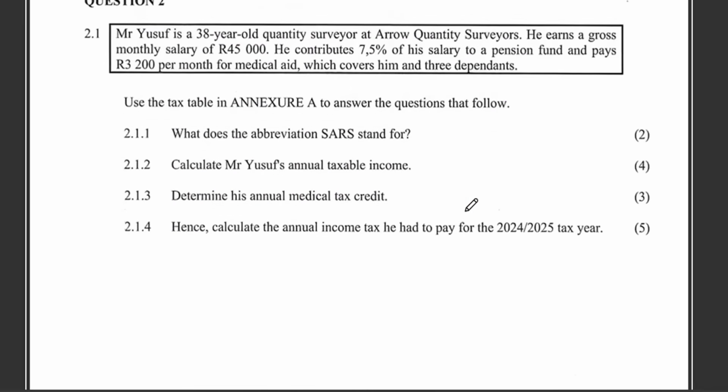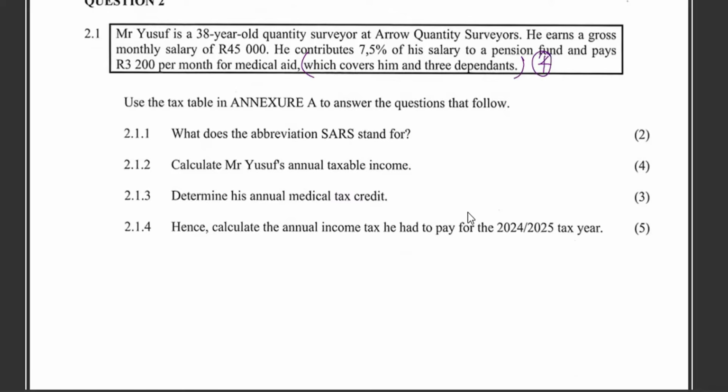Let's look at question number 2. Question number 2 says, Mr. Yusuf is a 38-year-old quantity surveyor at Arrow Quantity Surveyors. He earns a gross monthly salary of 45,000. He contributes 7.5% of his salary to a pension fund and he pays 3,200 per month for medical aid, which covers himself and 3 dependents. Please keep it in mind. How many people are they? These are 4 people.